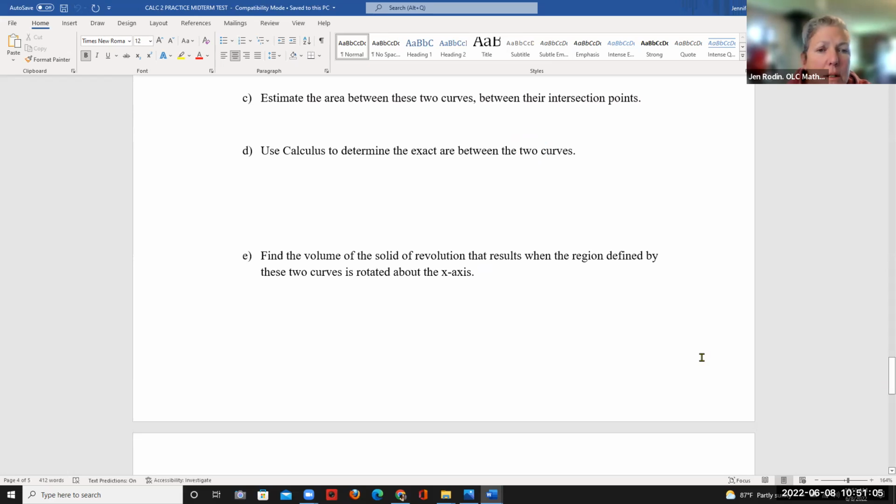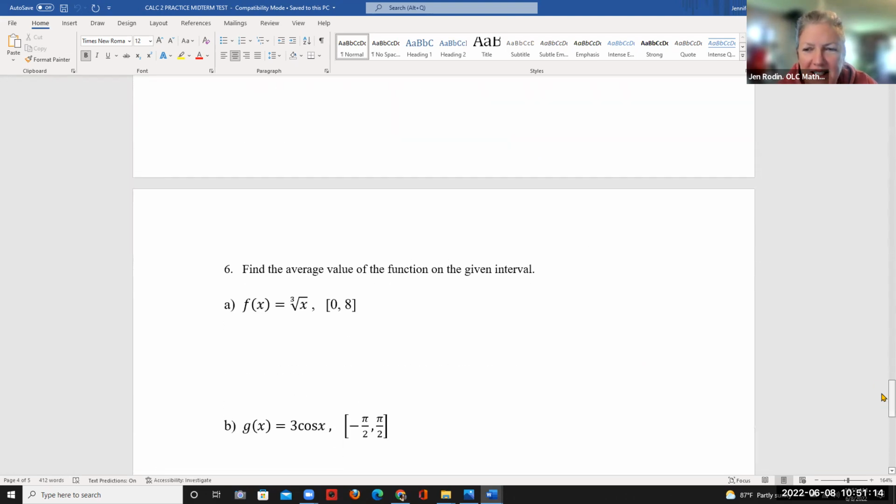And that's what I mean. I'm only going to put one volume problem on the test because I just don't feel like we've had enough time to really digest it. Even me. No, just kidding.